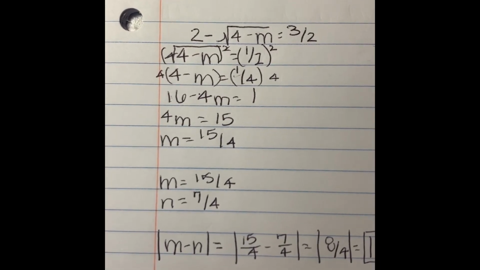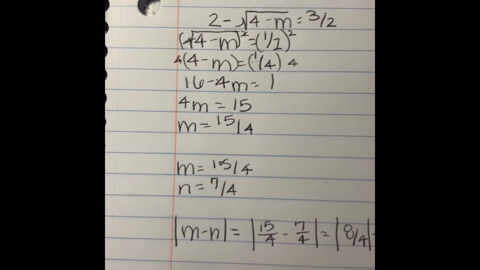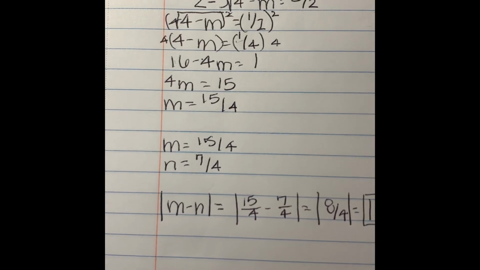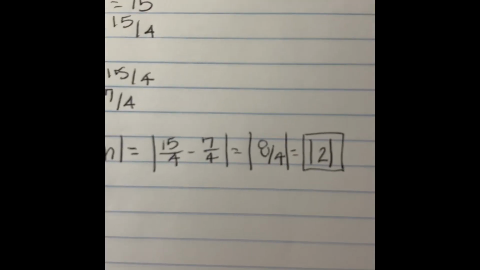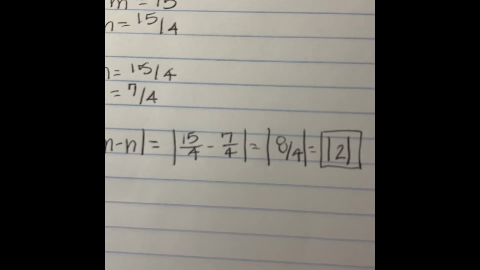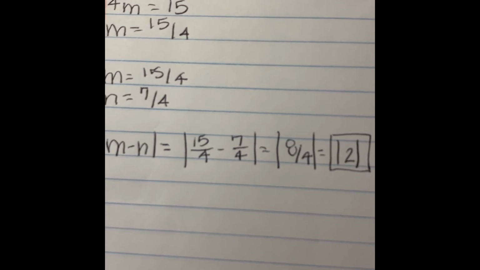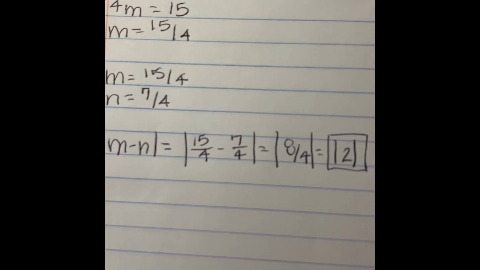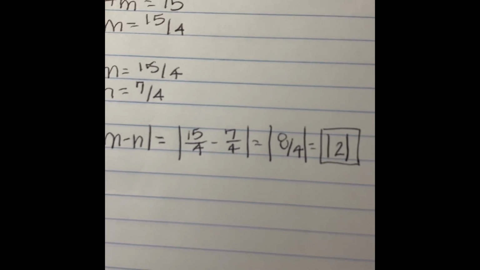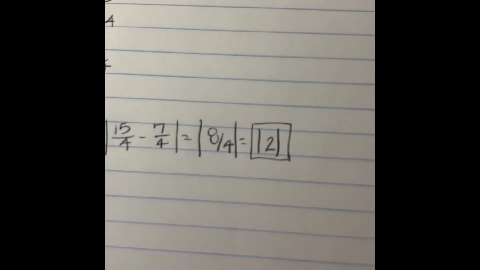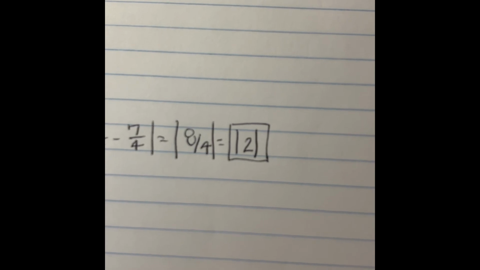Now that we have our m value and our n value, we can find the absolute value of m minus n. So we have the absolute value of our m value, which is 15/4, minus the value of our n, which is 7/4. When you subtract, it gives us 8/4, which simplifies to 2, and that's your answer.